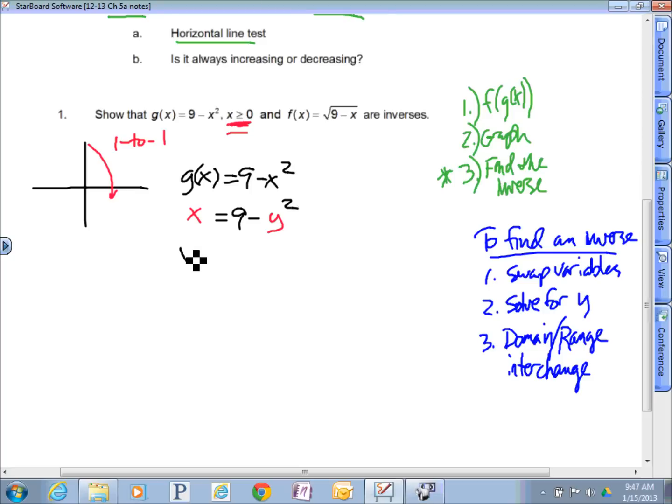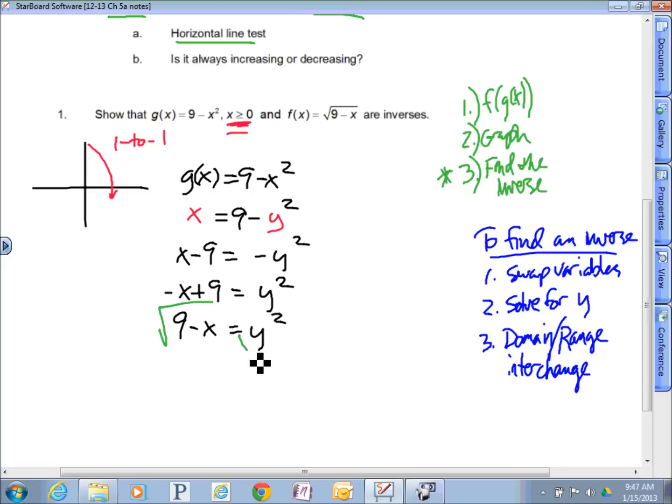Well, I'm going to start by subtracting 9. I'm going to divide by a negative, which a lot of people will write as 9 minus x, or maybe I should not skip that step. That would make this negative x plus 9 is equal to y squared, or 9 minus x is equal to y squared. Well, now I'm going to have to take the square root. As I throw a square root in the middle of the problem, we know that we're going to need a plus or a minus on it. Well, how do I know if I want the positive on the square root or the negative on the square root of 9 minus x?